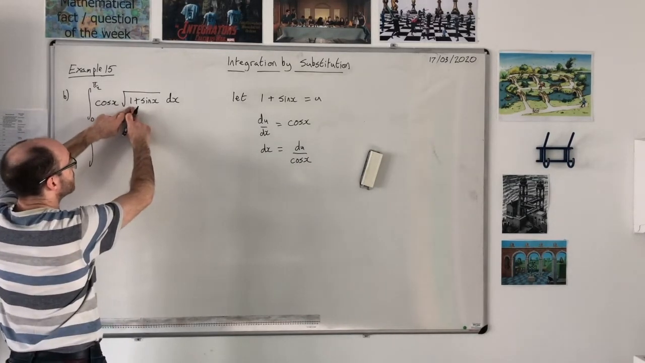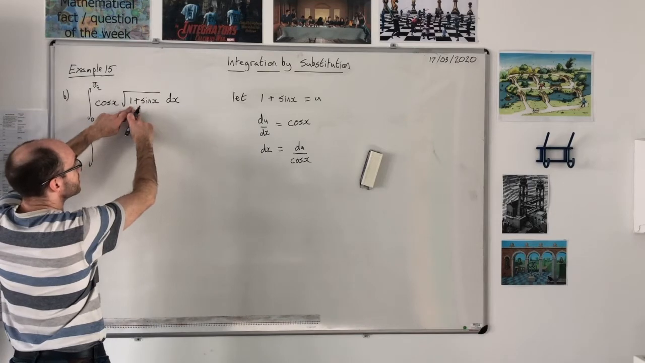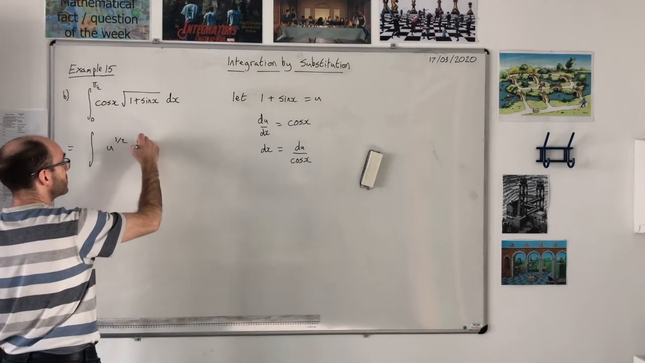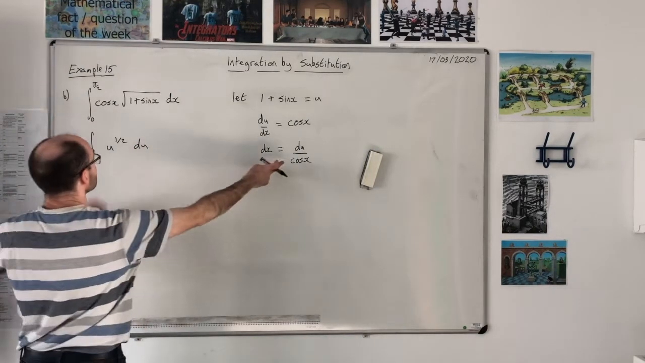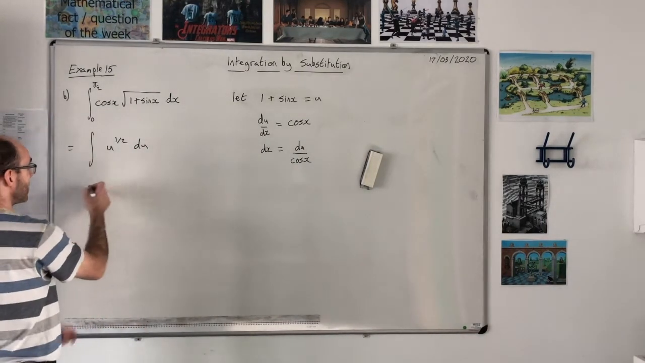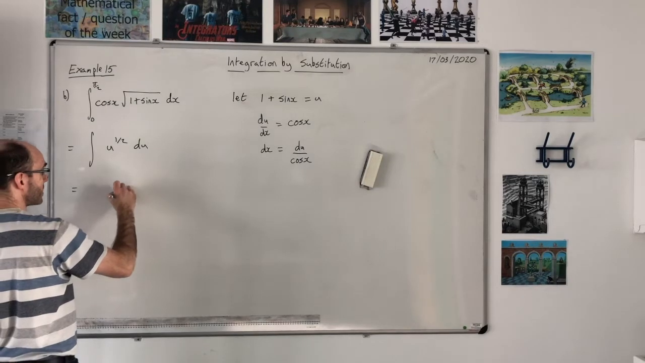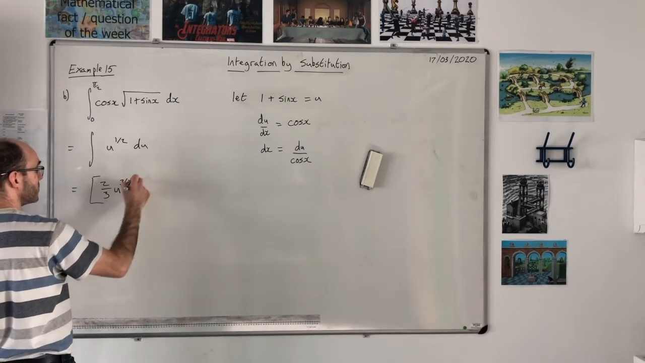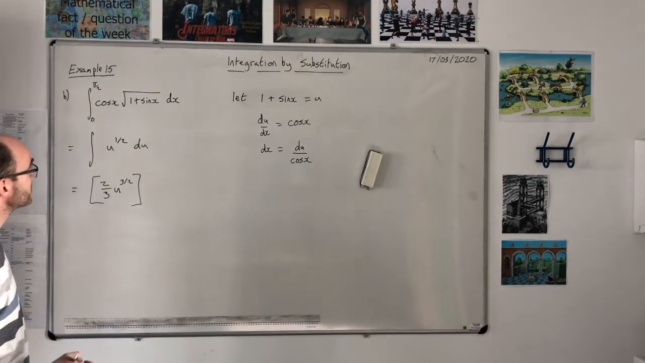So root of 1 plus sine x, that is going to be root u. So u to the power of a half. And du, remembering that I've put in the cos x and cancelled that already. Okay? So that is that. So then integrate that: u to the 3 over 2 times by 2/3, and then do the limits. Okay? So let's see what happens.